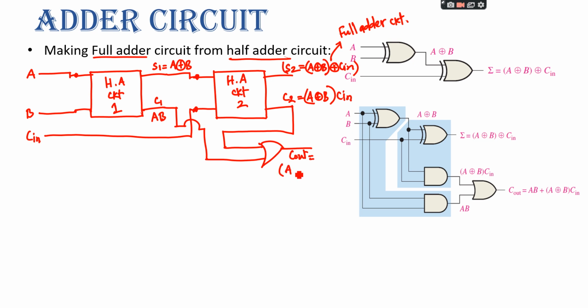AB plus A XOR B multiplied by C in. A XOR B multiplied by C in plus AB. If we can anyhow prove that this circuit is equivalent to my AB plus A into C in plus B into C in, then we can say that this circuit is similar to what we have in a full adder circuit. You are understanding my point, right? Yes, sir.